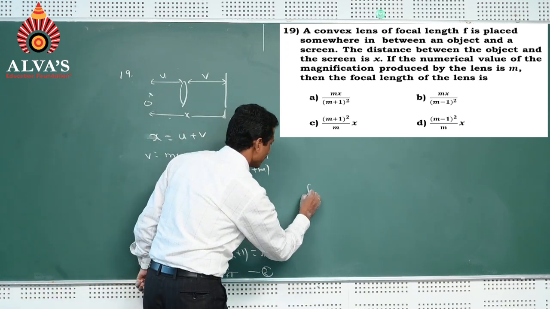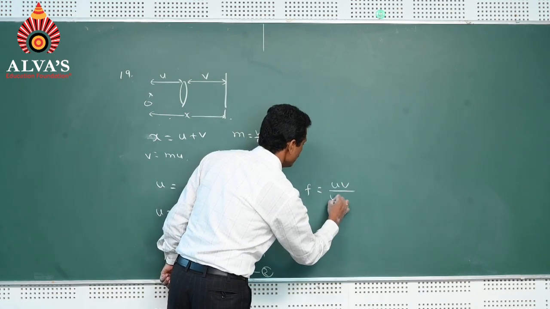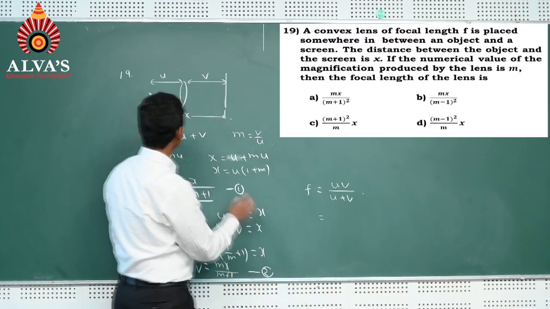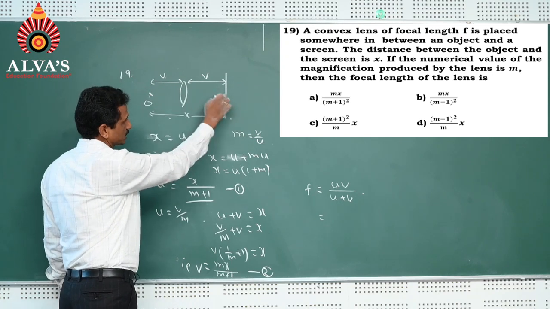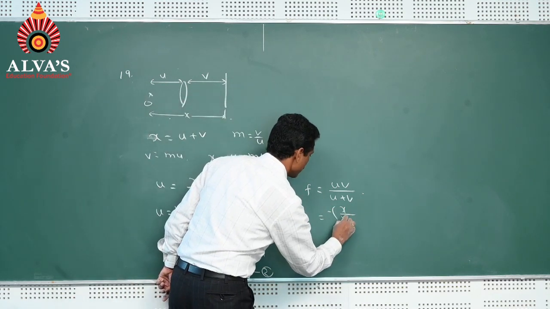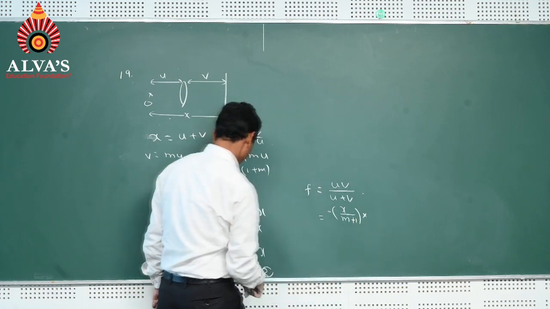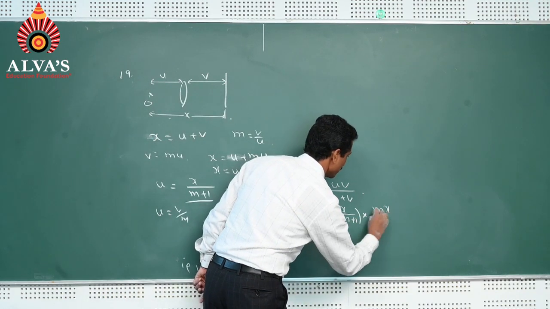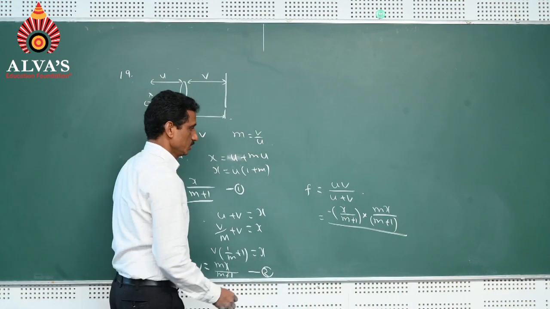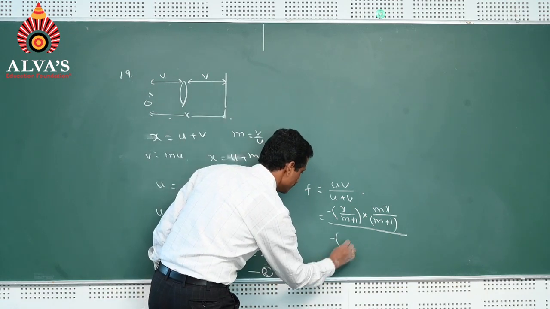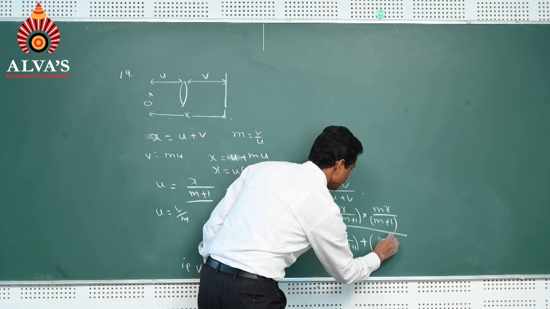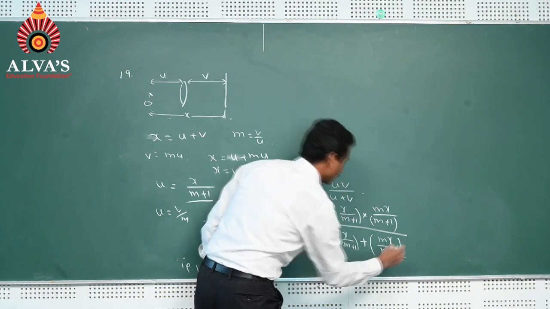We get u and v. Our aim is to find out the focal length. f is equal to uv divided by u plus v for the lens. Therefore, u is negative, v is positive using sign convention. Minus u is x divided by m plus 1 into v, mx divided by m plus 1, divided by u plus v. u is minus x divided by m plus 1 plus v, mx divided by m plus 1.